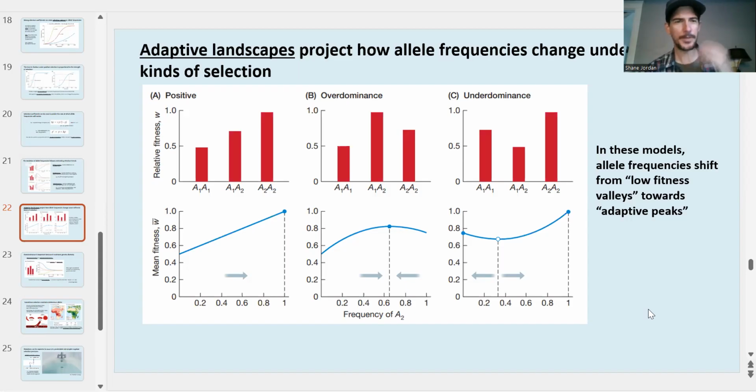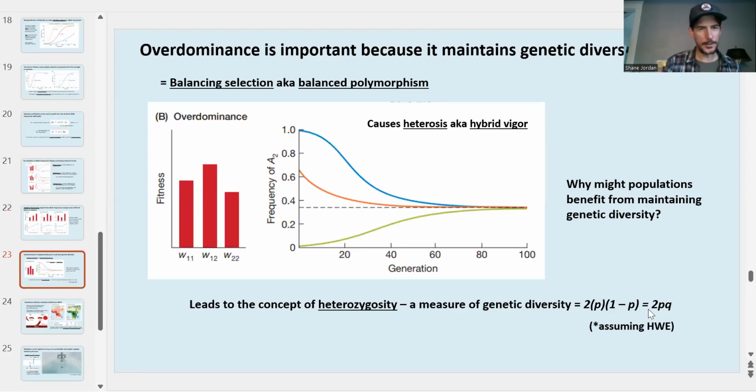Of these three models, positive selection obviously is thought to be pretty important because beneficial mutations can spread through populations pretty rapidly. But let's talk again a little bit about overdominance. And overdominance is really important because it's something that maintains genetic diversity within populations. And we know that genetic diversity within populations enables them to have a better chance at dealing with environmental change, with environmental variability. And this process of natural selection favoring overdominance is called balancing selection.